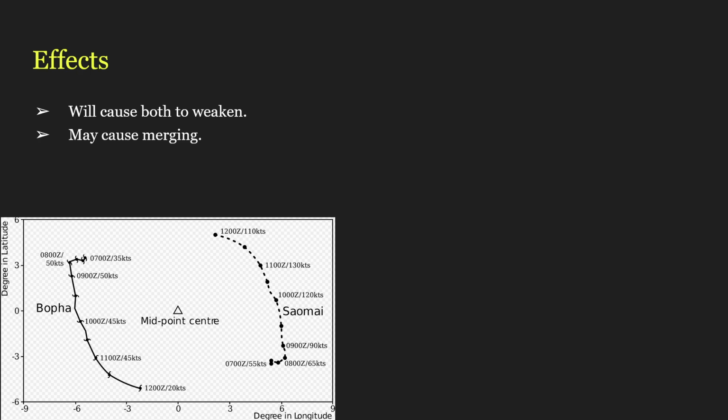So one circulation dies out or just weakens to a point where it cannot be sustained and then is incorporated into the now more dominant circulation. None of these effects are necessarily guaranteed, even though I say it will cause both systems to weaken. This is not exactly the case 100% of the time. And it always varies depending on how strong the systems are, how far apart they are from each other, how fast each system is moving, as well as a bunch of other circumstances. But that is a short look at the Fujiwhara effect.